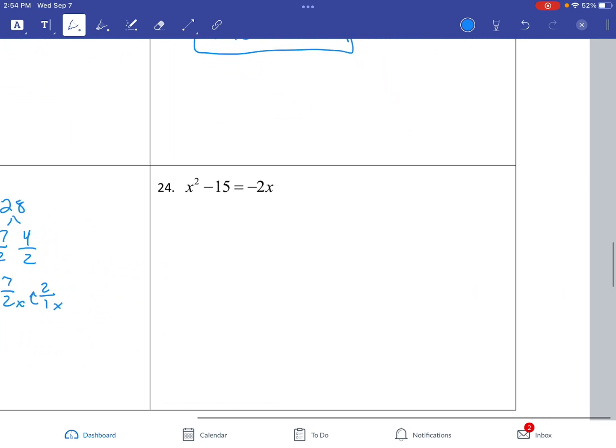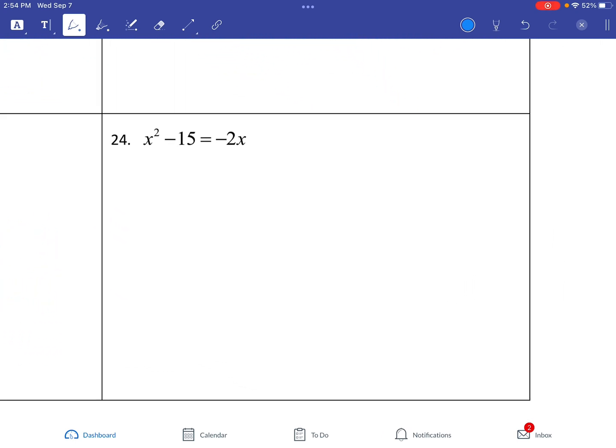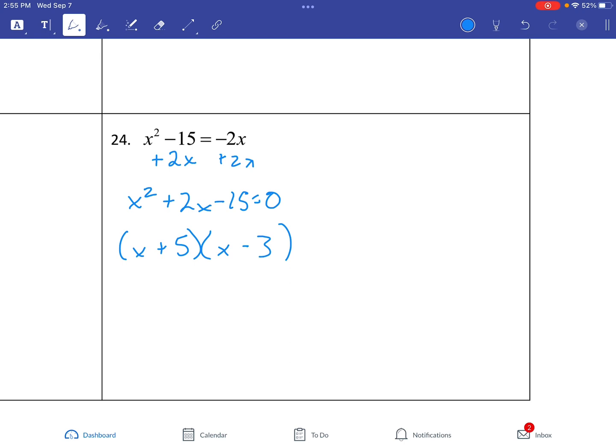Last factoring problem, solved by factoring. Again, I'm going to add the 2x so I can bring that to the left. Got to put it in the right order. X squared plus 2x minus 15 and set that equal to 0. Got to have it equal to 0 in order to factor it. Two numbers that multiply to be negative 15 but add up to be positive 2 would be positive 5 and negative 3. Set them both equal to 0, and x will equal negative 5 and x will equal positive 3.